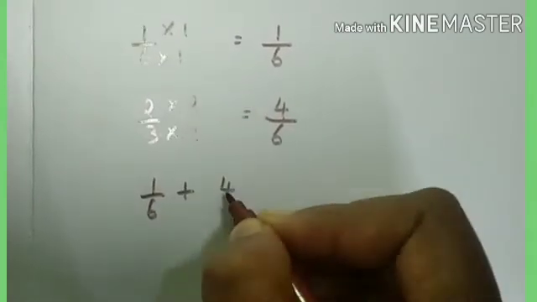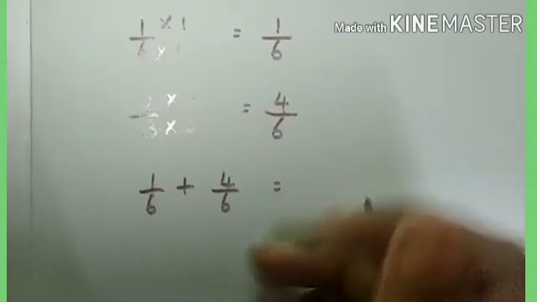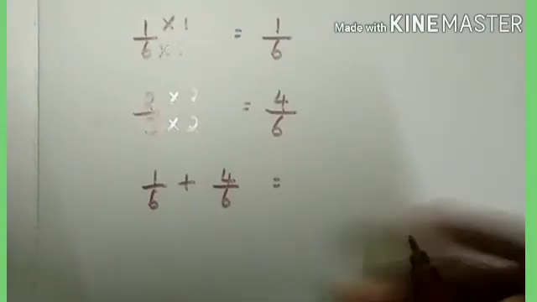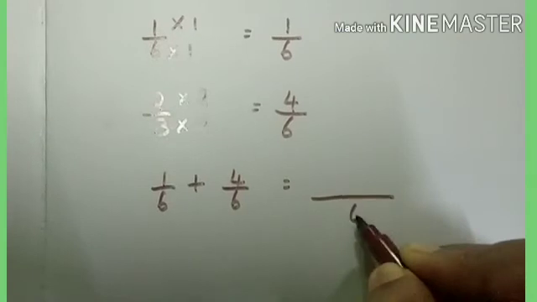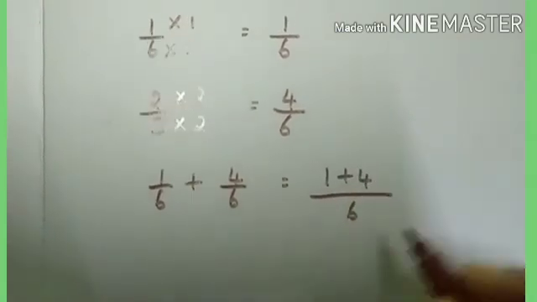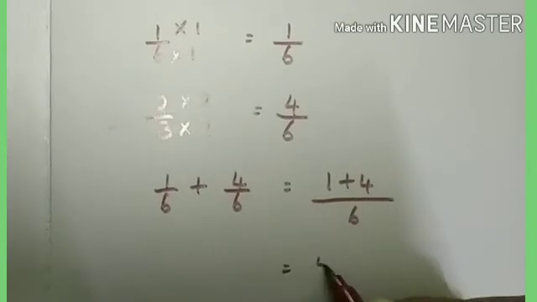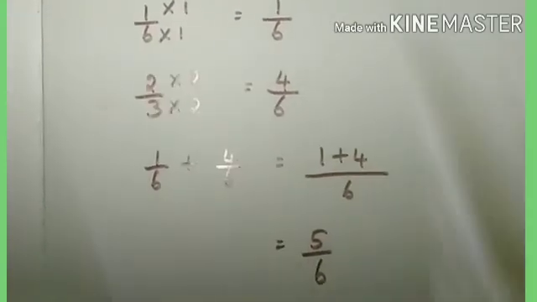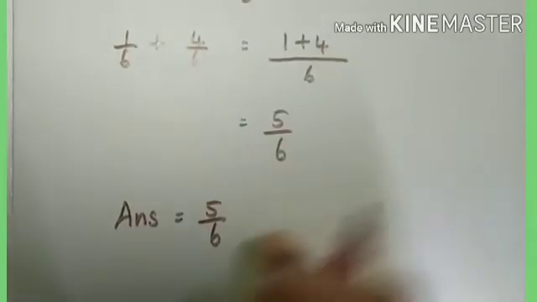Let's add 1 by 6 plus 4 by 6. Here denominators are same. Write down the denominator 6. Then add the numerators. 1 plus 4 is 5. We get 5 by 6. Answer is 5 by 6.